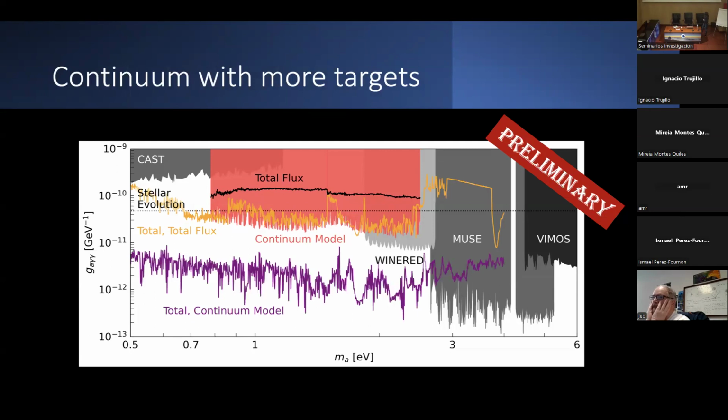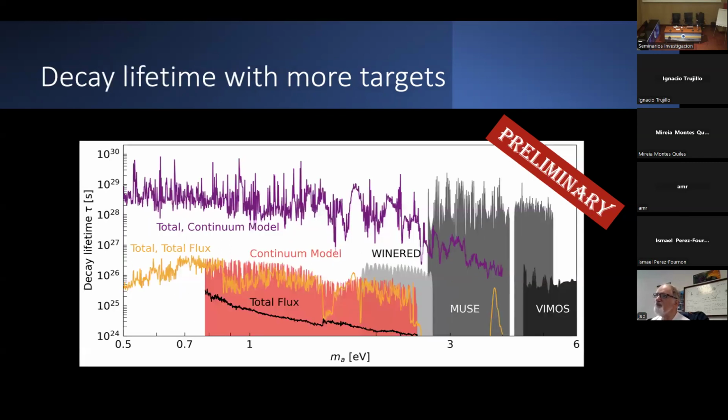And you see that it also covers a broader mass range. The reason is that in that first observation, I was just using 2 gratings, while these 100 targets, they're using more. And that means that I cover more masses. And in terms of decay lifetime, that means that we go above 10 to the 29, which is pretty cool. Now, this was with diffuse emission. And these are actual results with measurements.